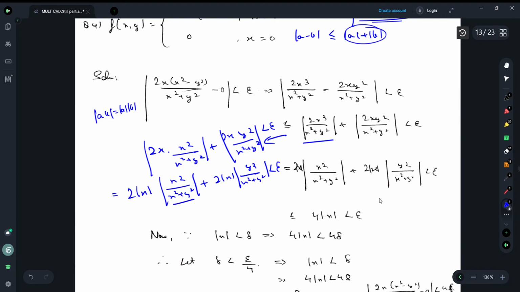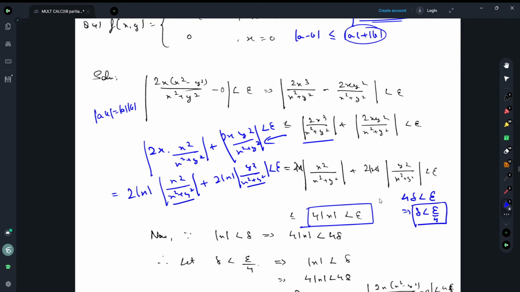Now this fraction is less than 1 and this one is less than 1, right? So we can change this to 2 mod x plus 2 mod x less than epsilon, which gives you 4 mod x is less than epsilon. And since mod x must be less than delta, 4 mod x must be less than 4 delta. So we can take 4 delta less than epsilon, that is delta less than epsilon over 4, and then we can go on with our delta epsilon definition.